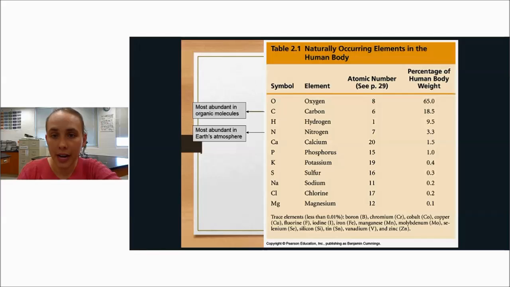Hydrogen comes in third at 9.5%, and then nitrogen is at 3.3%. Nitrogen is the most abundant element in the Earth's atmosphere. So the air and the atmosphere is full of a lot of nitrogen.